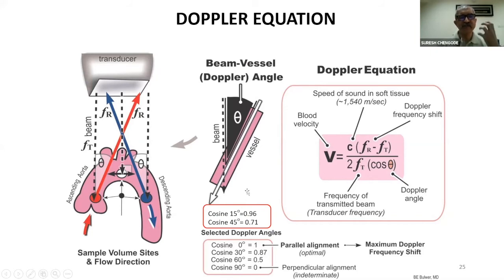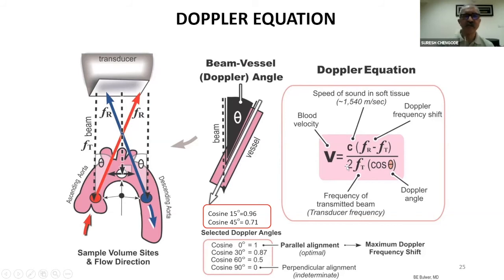So what is the maximum angle that is acceptable to give you a representative velocity? You can see that the cosine of 15 degrees is 0.96, but the cosine of 30 degrees is 0.87. So anything between about 15 degrees to 20 degrees will still give you a representative velocity of the flow that you're interrogating.